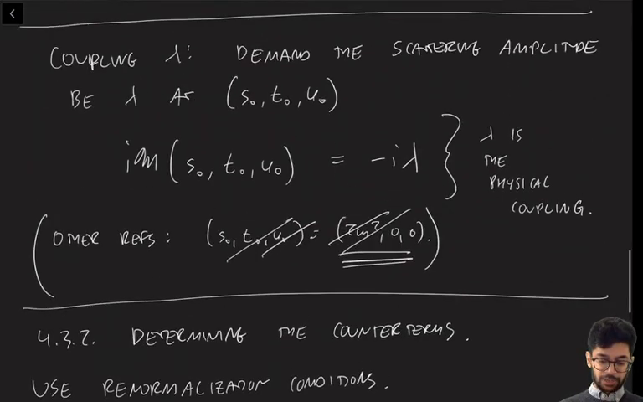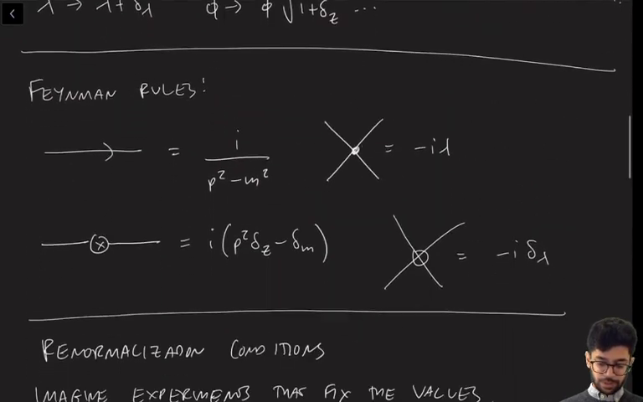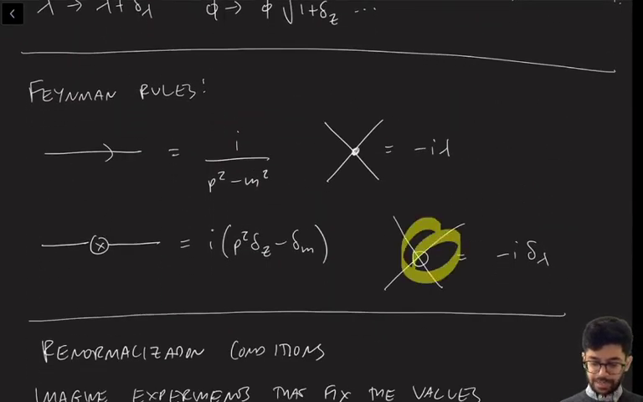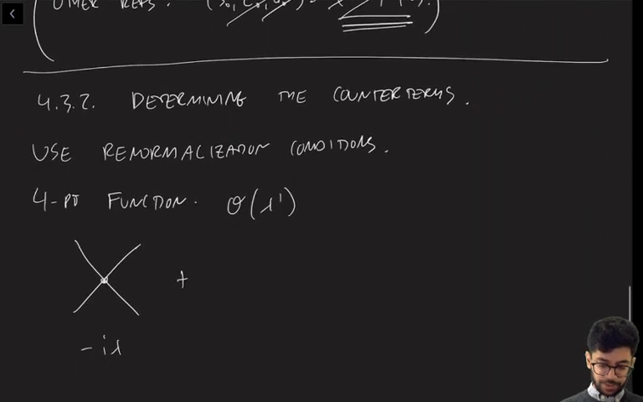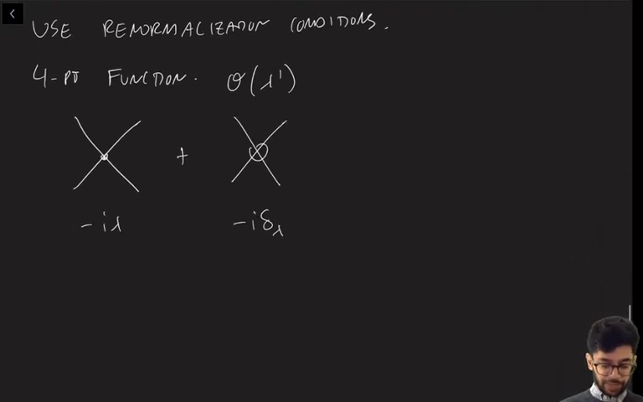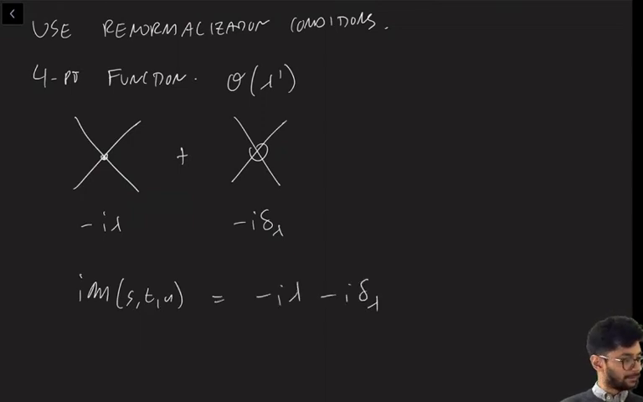Well, there's this guy, which is minus i lambda. Let's go back and look at our Feynman rules. There's also this guy that might contribute. Okay, we should add that in there. So we have this guy, and we have this guy, minus i delta lambda. And so from these two, we find that iM, as a function of s, t, and u, is just equal to minus i lambda minus i delta lambda.